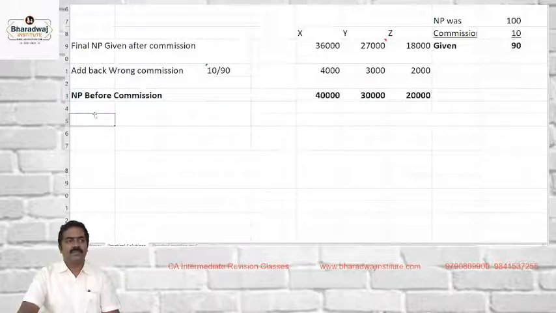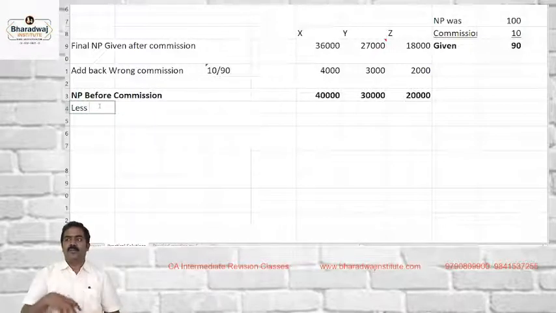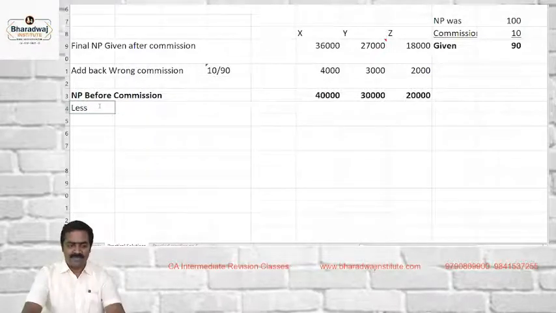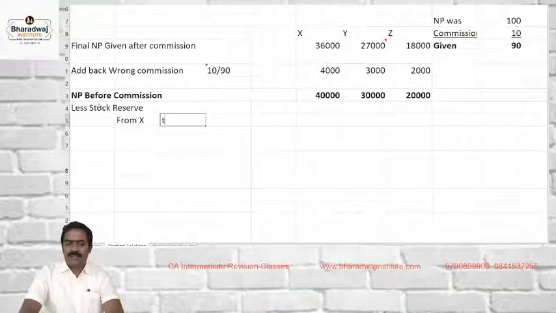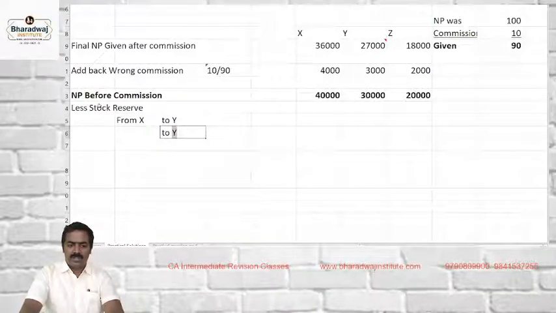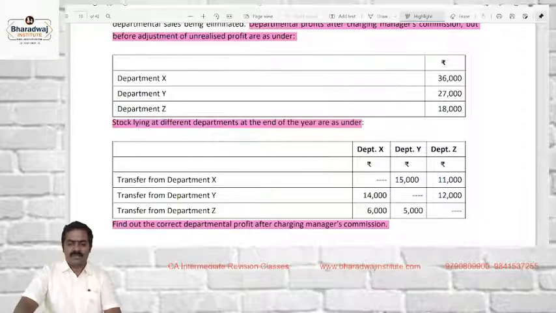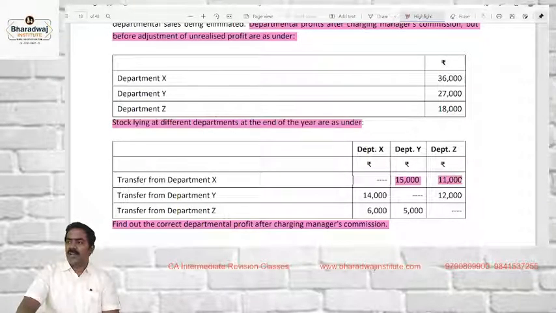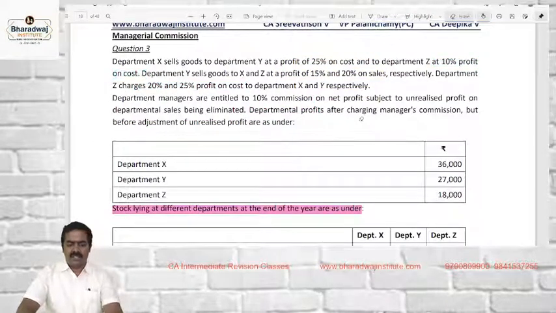What is the next one you have to do? Pay attention. This is also most important. Because normally, from the wrong department, you should not eliminate stock reserve. Less stock reserve. Pay attention. From X to Y it is transferred. To Z also it is transferred. What is X to Y transferred stock? 15,000. X to Z transferred stock? 11,000. What is the profit margin? 25% on cost and what? 10% on cost, like that it is given.